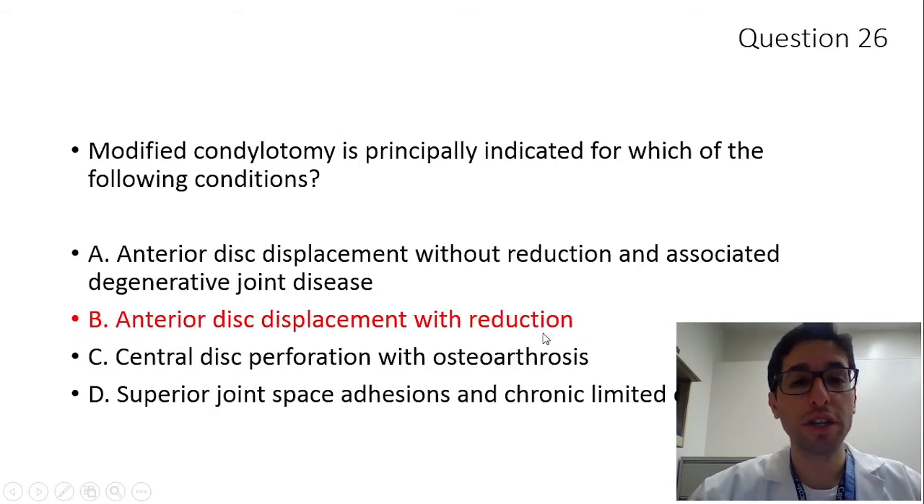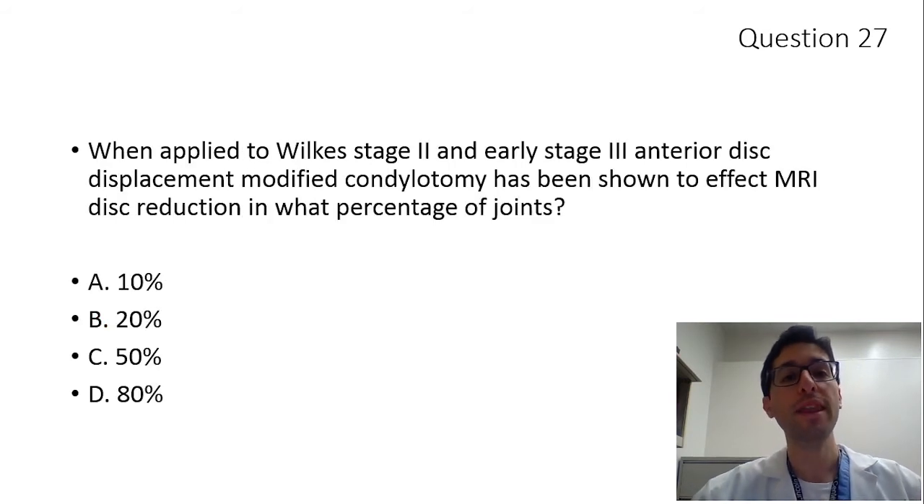So anyway, next question, for repetition purposes: modified condylotomy is principally indicated for which of the following? Anterior displacement with reduction. So the point is, this is a Wilkes 2 and not a 3 or 4. If you look at the other choices, without reduction and associated, now we're looking at like 4 or 5. Adhesions, chronic limited opening, perforation, that's a 5. So no, all the other ones are too advanced. So choice B is the right one. Disc displacement with reduction, like a Wilkes 2.